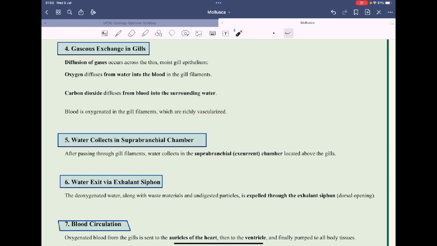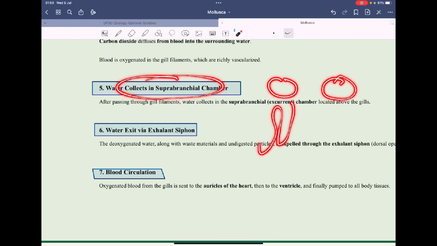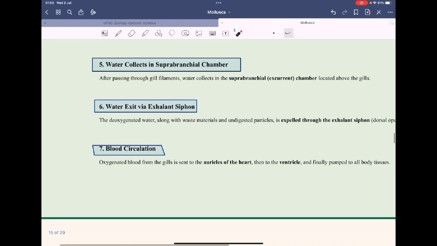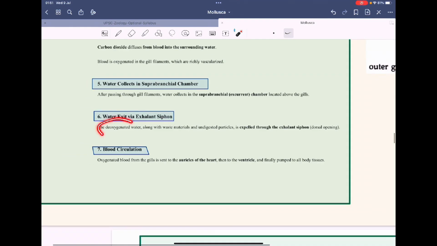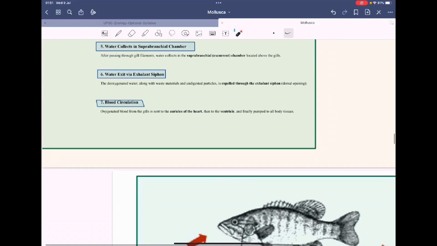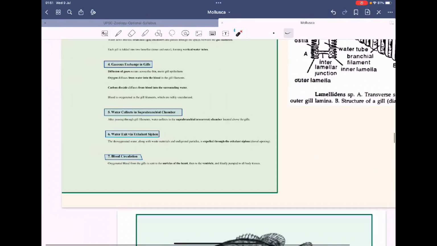Later on, the water gets collected in the suprabranchial chambers, which are the two chambers located above the gills, and this water exits through the exhalant siphon, which is the deoxygenated water. And this is how the blood circulates. The oxygenated blood from the gills is sent into the auricles of the heart, then to the ventricle, and finally pumped to all the body tissues. So this is the respiratory mechanism.